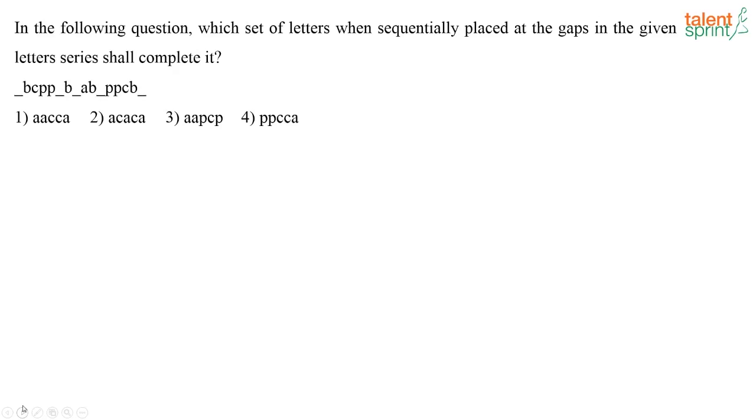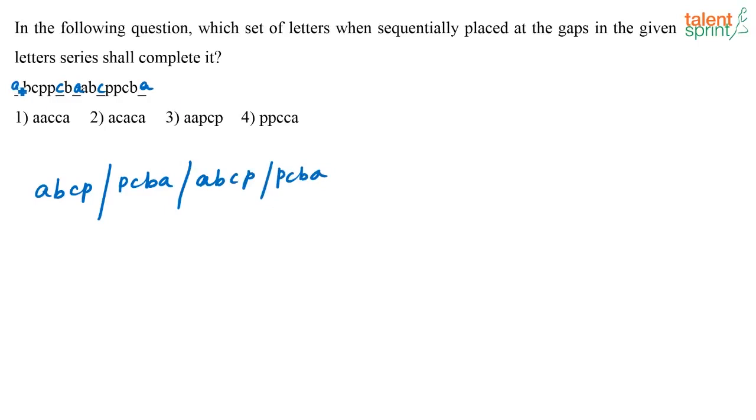Next one. In the following question, which set of letters when sequentially placed at the gaps in the given letter series shall complete it? What's the answer for this one? So the pattern that is being followed here is this: A, B, C, P, P, C, B, A. A, B, C, P, P, C, B, A. Okay, that is the pattern that is being followed. So what should come in the missing places? ACACA. So ACACA, that is option 2.